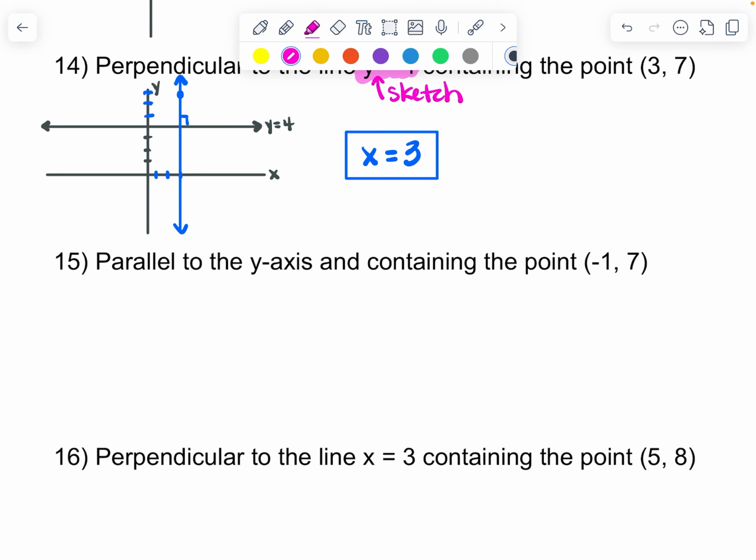All right, last two really quick. Notice this one is kind of similar to number 13, right? It says parallel to the y-axis. So again, anytime you see the word axis in these problems, I would sketch the graph. All right, so here we go.